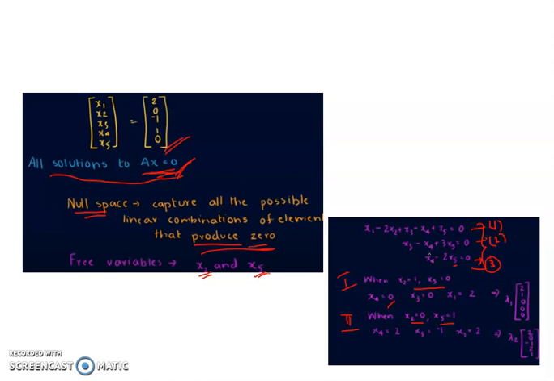Then in the second equation apply the values for x4 and x5, you will be getting the value of x3 as 0. Then apply the values for x2, x3, x4 and x5 in equation 1, you will be getting the value of x1 as 2. So you got the values for all the variables. You will be getting the vector like this.